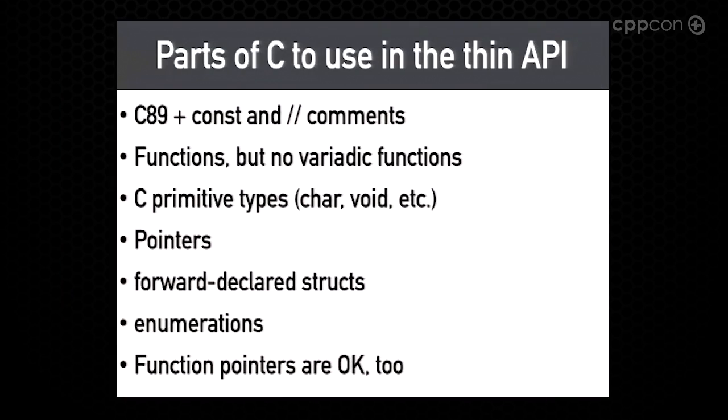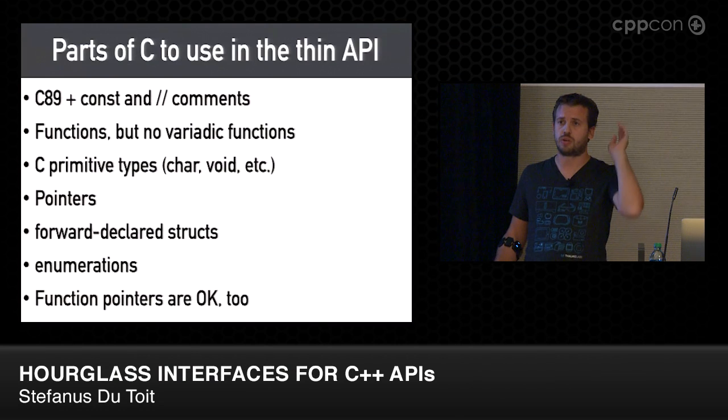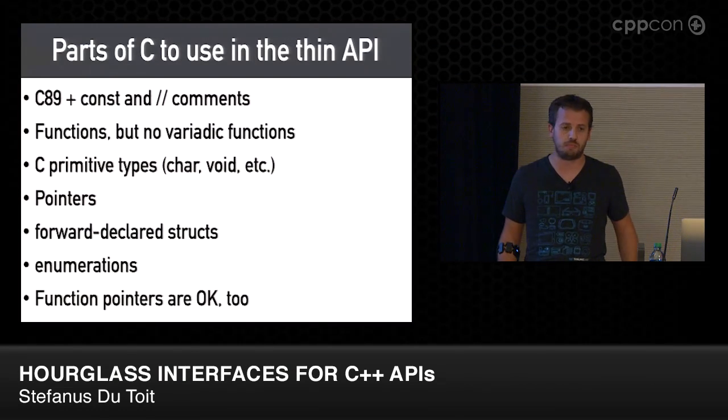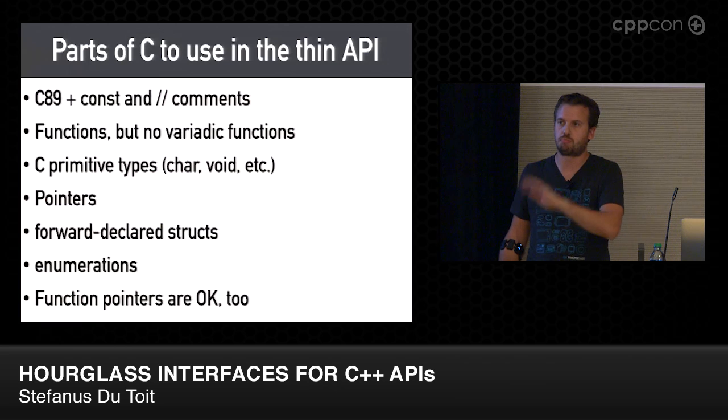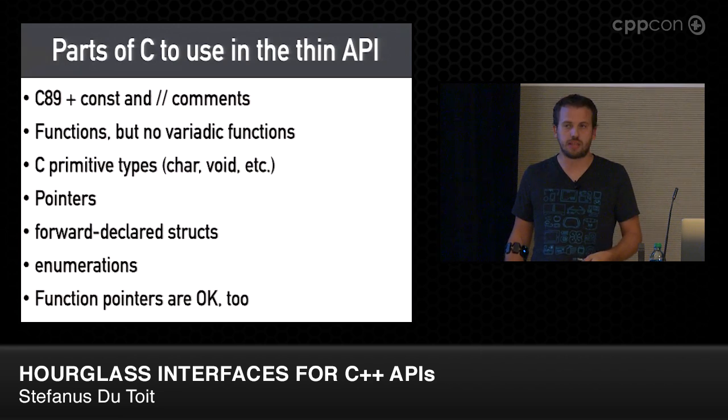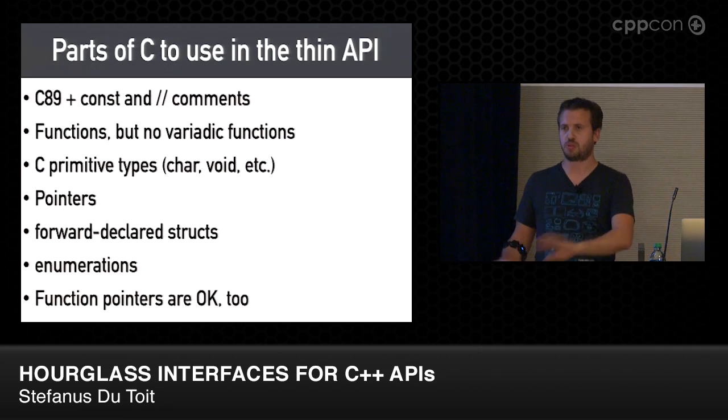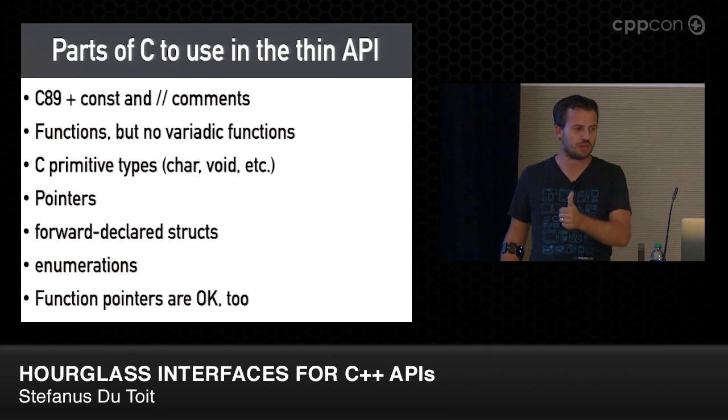Okay, so the first question you might have is, I'm using C here. You already told me C89, but which parts of C89 should I use? So starting point for me generally for this stuff is C89 plus const. Const, as it turns out, is pretty handy and also has absolutely zero impact on the actual binary interface that's going to be generated. You're not going to get a different function signature or calling convention because of const. And then, of course, // comments, which have absolutely no bearing on your interface, but those are good too.